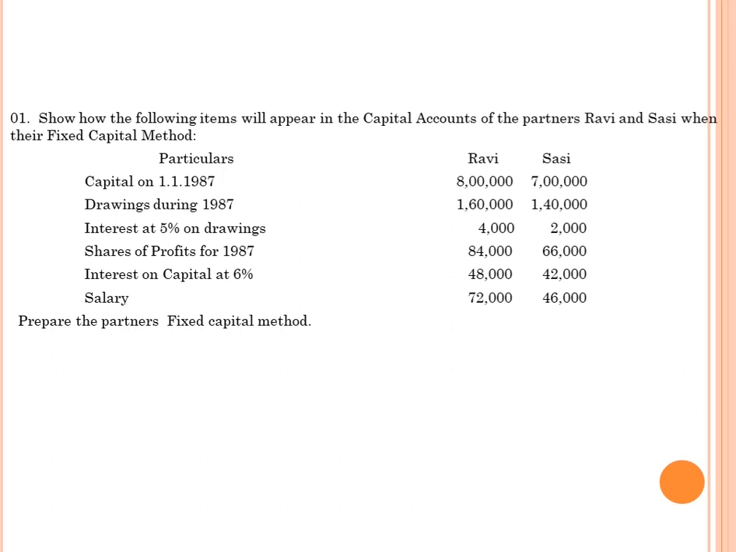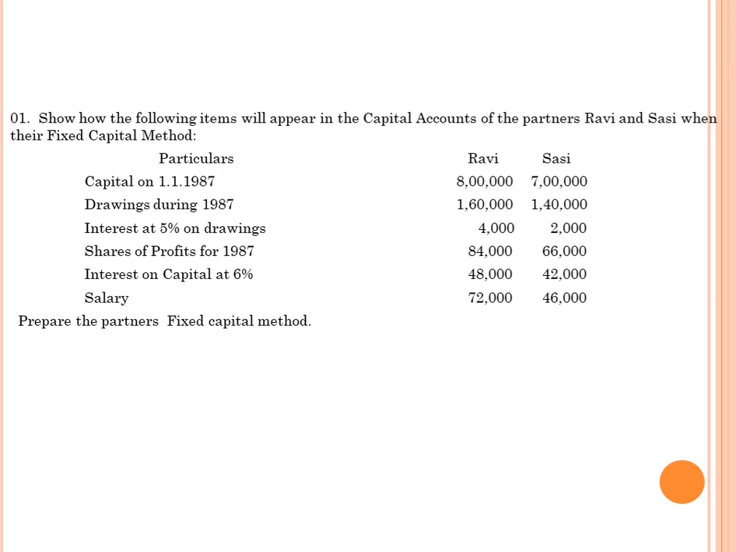Prepare the partners' accounts under the fixed capital method. So this is the information. Just to remember, in partnership fundamentals, for the preparation of partners' capital there are two methods: one is the fixed capital method, another is the flexible capital method. In the fixed capital method, two accounts are maintained for each partner, the partner's capital account and the partner's current account. Now we are going to work out the problem with the help of the given information.